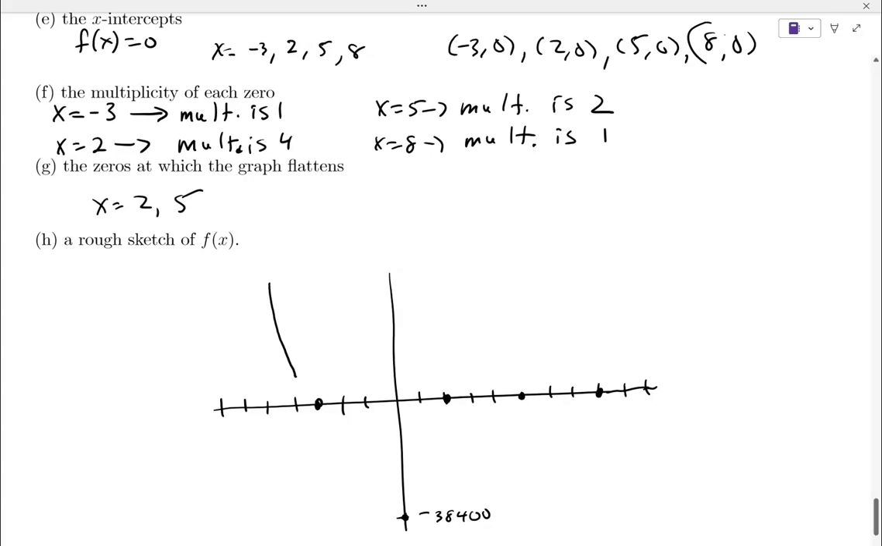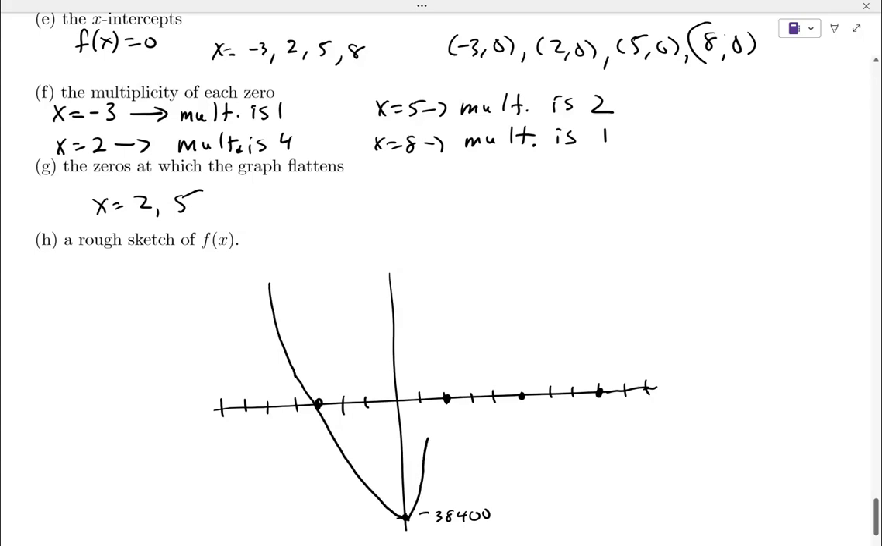Does it flatten? No. So if it doesn't flatten, it's going to go straight through it, right? It's also odd, so it has to cross. So we're going to go straight through this one. No flattening. Get down here. I need to turn around and go up to this one.